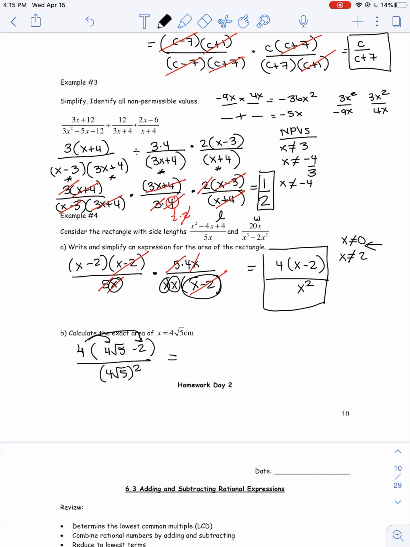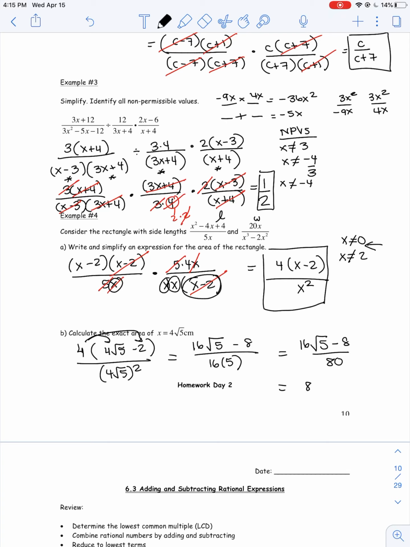Okay, so for the top, we're going to distribute the 4 into it. So the 4 will only go to the 4, which is 16, and the square root of 5. Remember, whole numbers don't mix with radicands, so they can only multiply to the coefficient. And then minus 8 over, we're going to square the first number, which is 16, and square the second number, which is just 5. 16 times 5 is equal to 80, so we're going to have 16 square root of 5 minus 8 over 80.